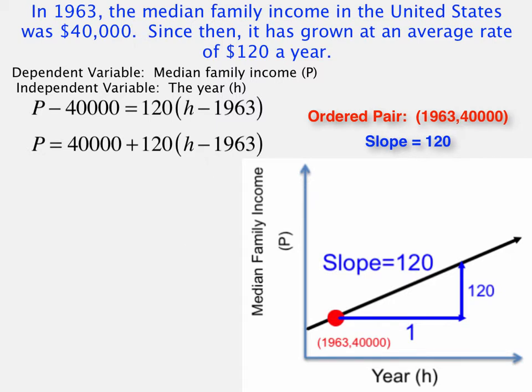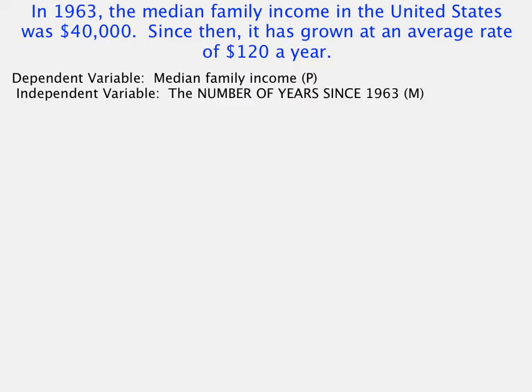Of course, if we had defined a new variable, m, to be the number of years since 1963, the equation would have been a lot simpler. It would have just been P equals 40,000 plus 120m. Very similar to the simpler types of equations we came up with earlier.